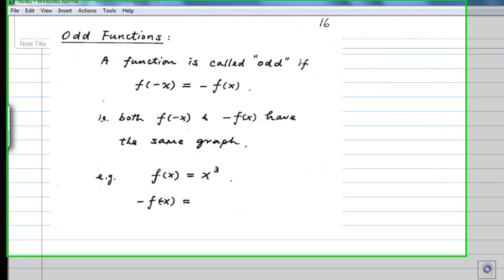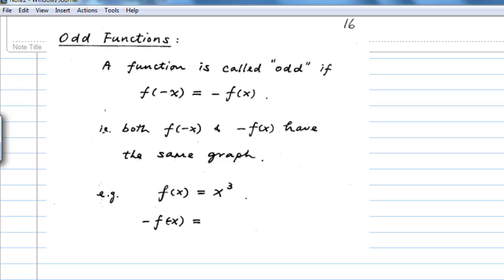Similarly, we also have odd functions. We say a function is odd if f of minus x equal to minus f of x. That means that f of minus x and minus f of x have the same graph. An example of an odd function is this. Look at f of minus x. Now f of x is x cubed, so f of minus x is minus x cubed, and after you cube this, you get minus x power 3, which is the same as minus f of x. So f of x equal to x cubed is odd.